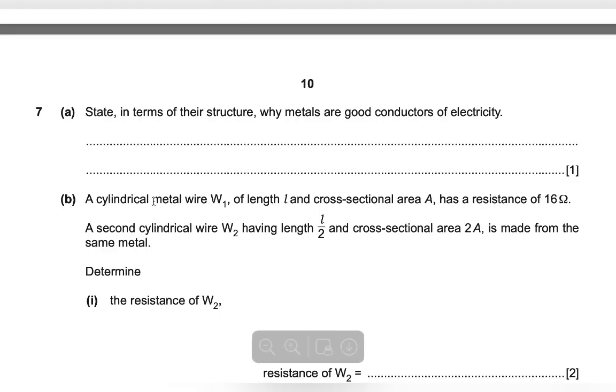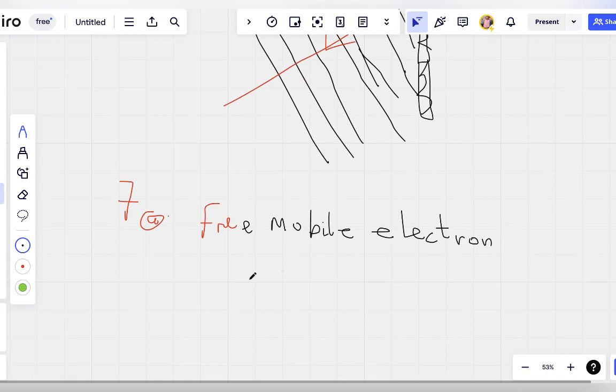It says a cylindrical metal wire W1 of length L and cross-sectional area A has a resistance of 60 ohms. Now, a second cylindrical wire W2 has length L over 2, meaning the length is now halved. And once the length is halved, the cross-sectional area will double, and it is made of the same metal. Determine the resistance of W2. So the first thing we do is identify W1.